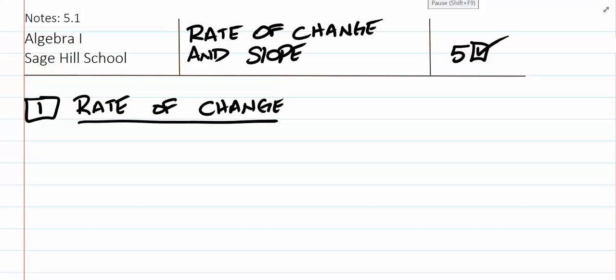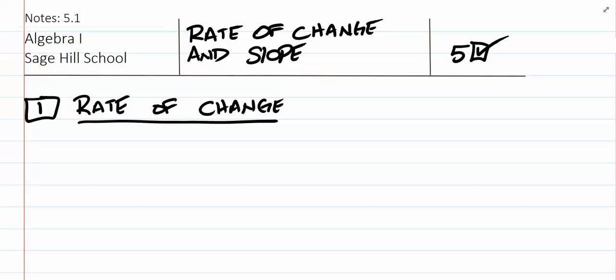Alright, so section 5.1. We're in chapter 5 already. I like chapter 5. It gets into more of the heart of algebra, which is dealing with lines and slopes and rates of change and all that kind of stuff. So let's begin our conversation today by talking about the rate of change, okay?